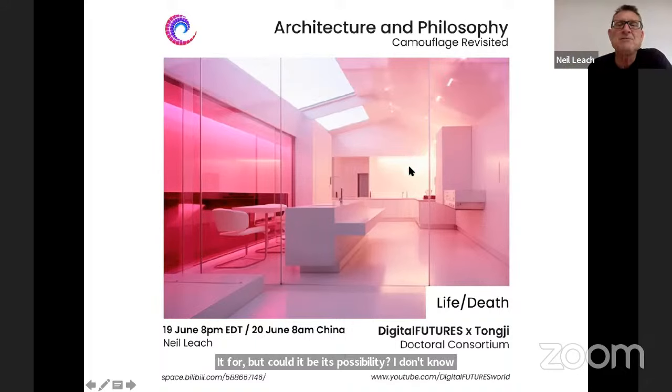So let's go down. I got two questions from Vasco. Can camouflage be seen as a metaphor for the fragility and impermanence of life, where the boundary between existence and non-existence blurs? The second question: with the increasing integration of technology in our daily lives, can virtual spaces become sites for mourning, remembrance, or even the creation of digital legacies?